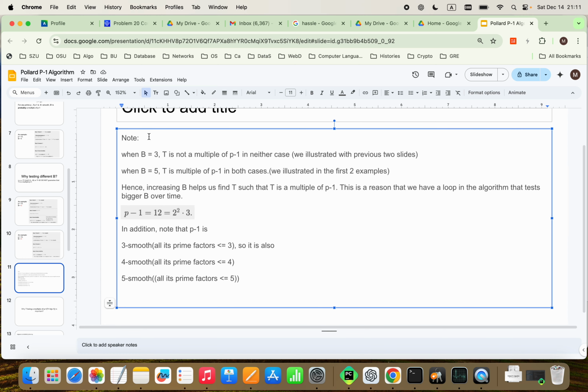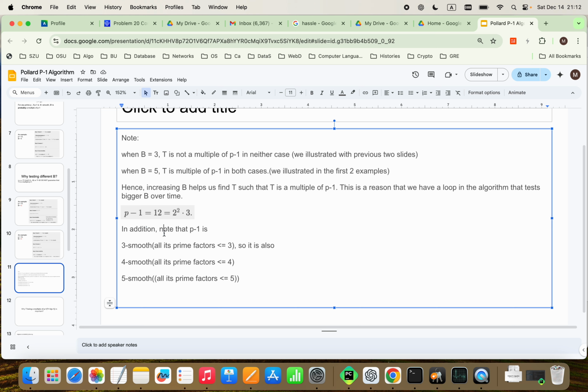So as you have seen, when b is equal to 3, t is not a multiple of p minus 1 in both cases. When b equals 5, t is a multiple of p minus 1 in both cases. Hence, increasing b helps us find t such that t is a multiple of p minus 1. This is a reason that we have a loop in the algorithm that tests bigger b over time.